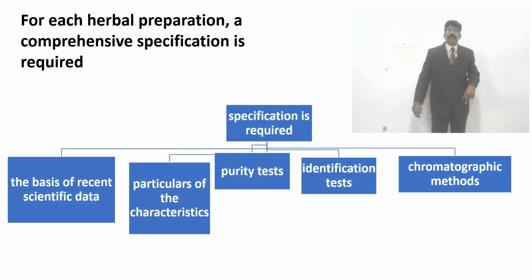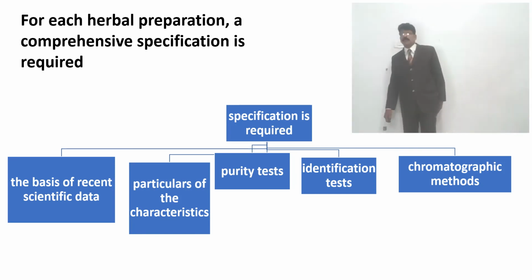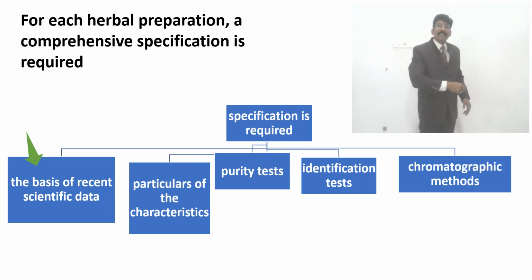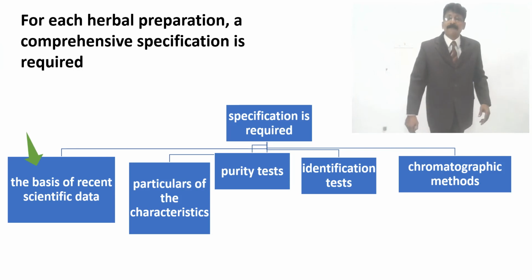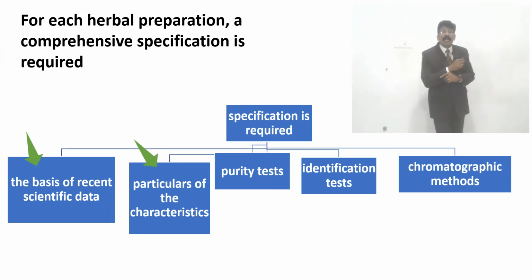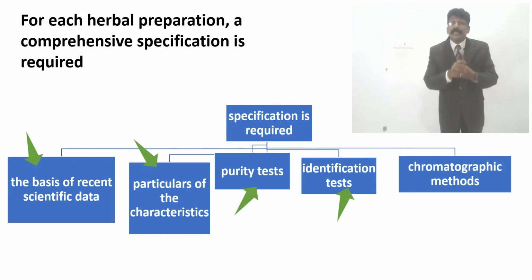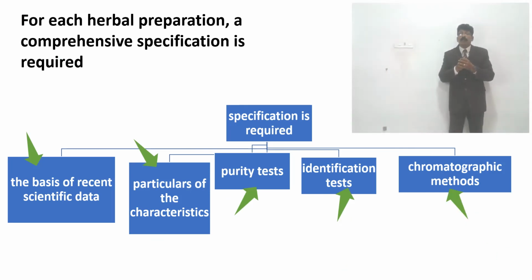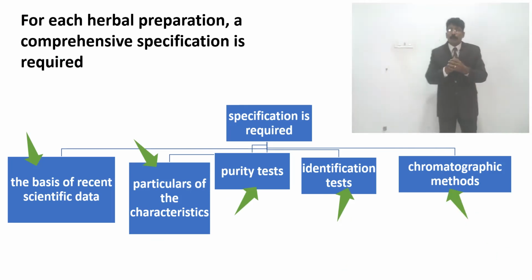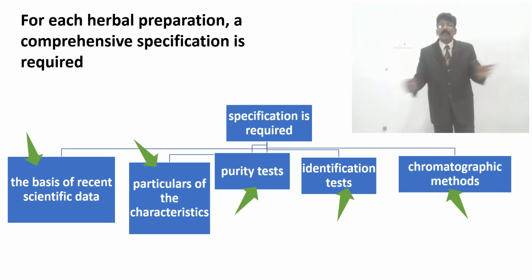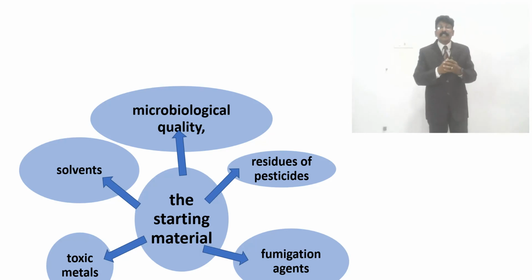So I made it into a slide to help you understand what we discussed in the previous slide. You have to remember, each herbal preparation requires a comprehensive specification on the basis of recent scientific data, as we have just seen. The second one is particulars of the characteristics. The third one is the purity test, the fourth one is the identity test, and the fifth one is chromatographic methods which should be followed. So this we can remember as the specification required, and in the second slide you can see when it is deemed necessary.